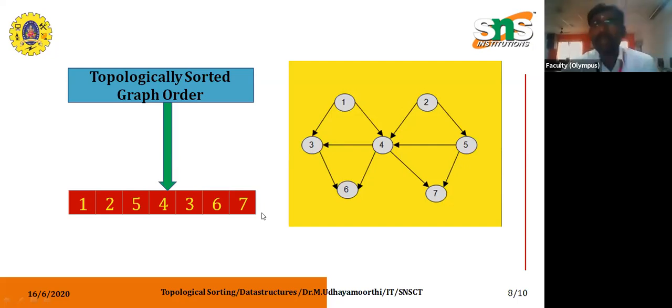This topological sorting is very important. It is mainly used for your semester examinations, and it is used to solve many kinds of technical problems arising from relationships in operating systems, networking, and structure linkages.